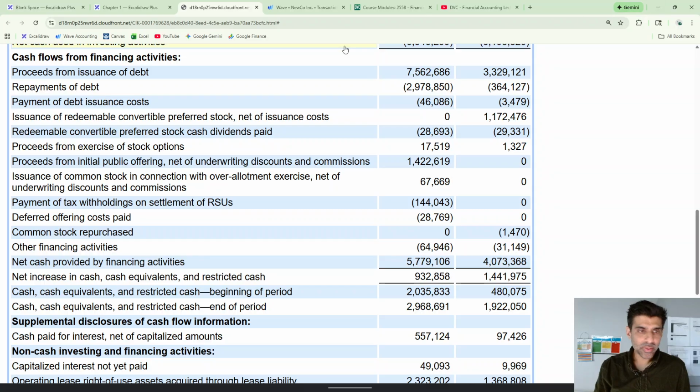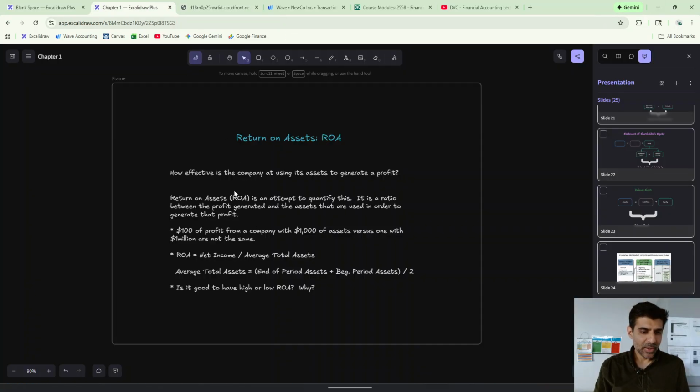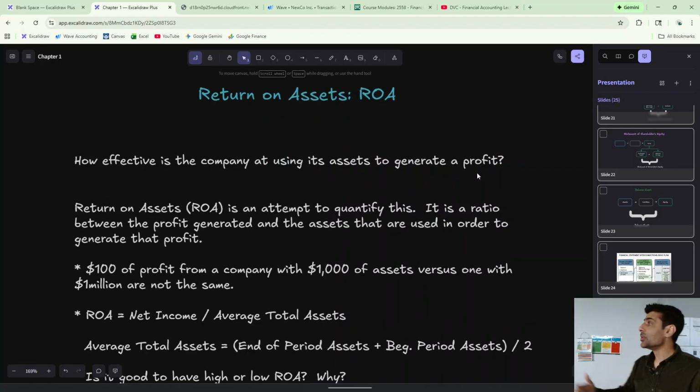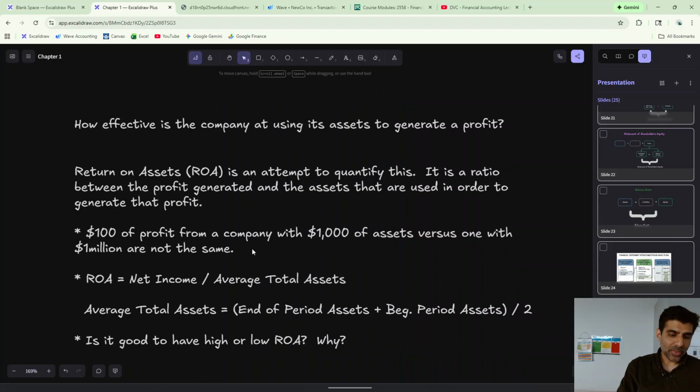Okay. So the last part of chapter 1: at the end of every chapter, pretty much, there's a financial ratio that they talk about. The one in chapter 1 is called return on assets. And it's basically trying to answer this question: how effective is the company at using its assets to generate a profit? Okay. So here's a thought experiment.